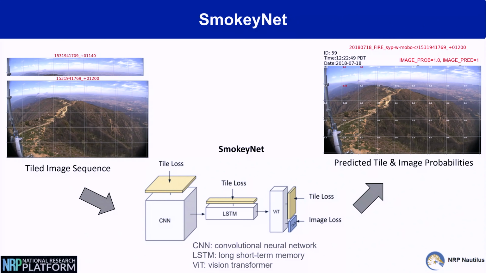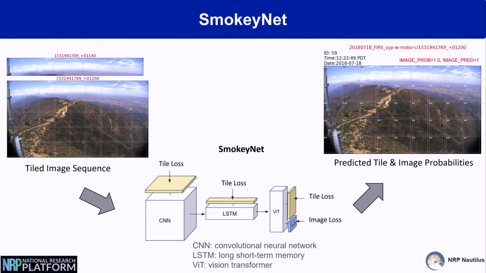And then we have the LSTM, the long short-term memory neural network, and that models the temporal aspect, the change from image to image that we see in a sequence. And then we have the ViT, the visual transformer, and that captures all the spatial correlations between all the tiles within an image. So SmokeyNet is a spatial temporal model. Input to SmokeyNet is this sequence of camera images, and each image is divided into overlapping tiles that you see here in the upper left.